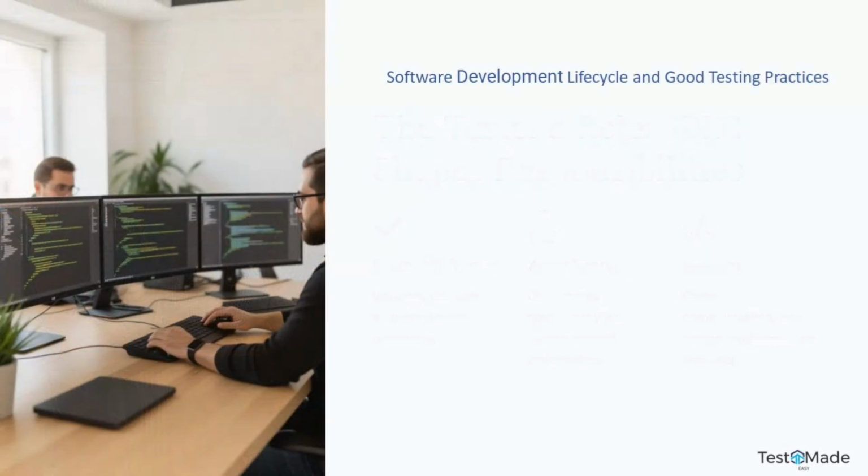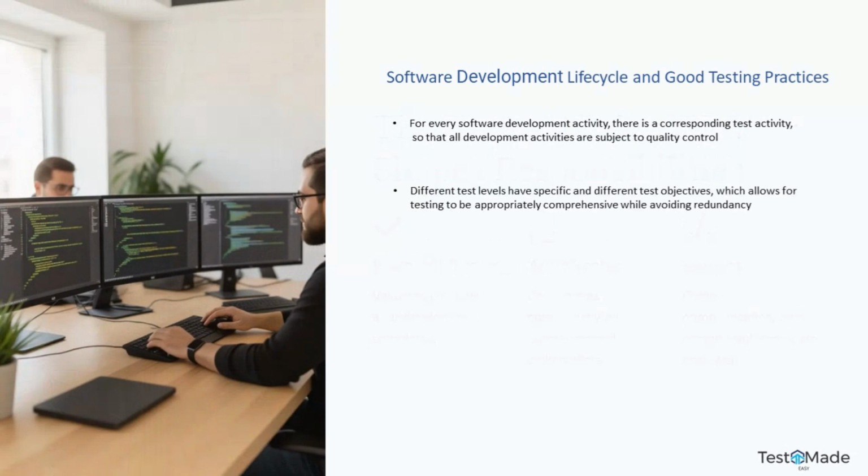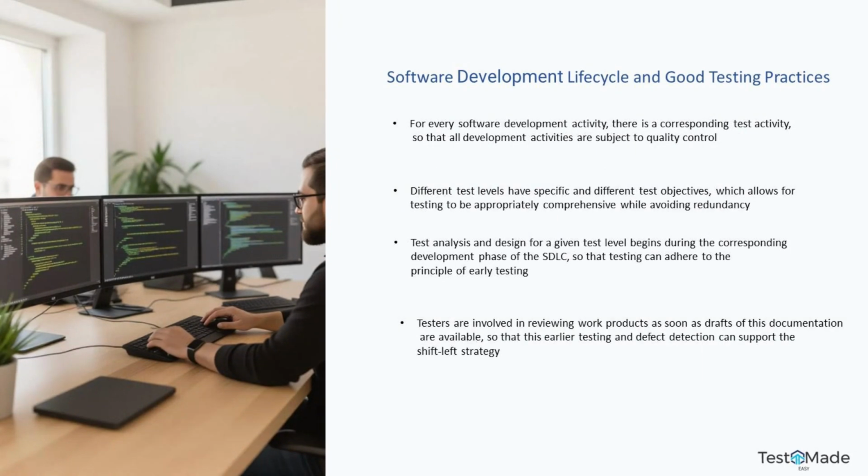Software development lifecycle and good testing practices. For every software development activity, there is a corresponding test activity, so that all development activities are subject to quality control. Different test levels have specific and different test objectives, which allows for testing to be appropriately comprehensive while avoiding redundancy. Test analysis and design for a given test level begins during the corresponding development phase of the SDLC, so that testing can adhere to the principle of early testing.